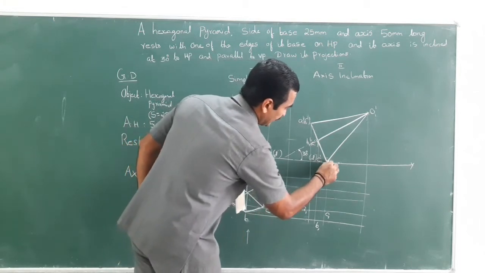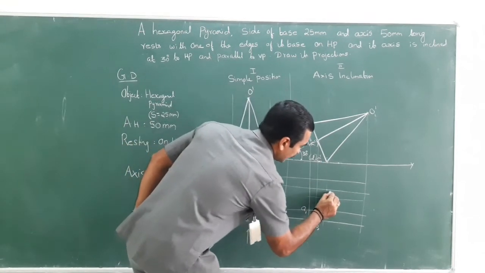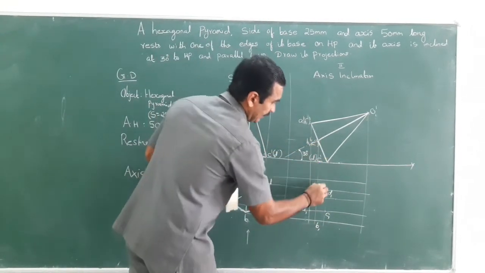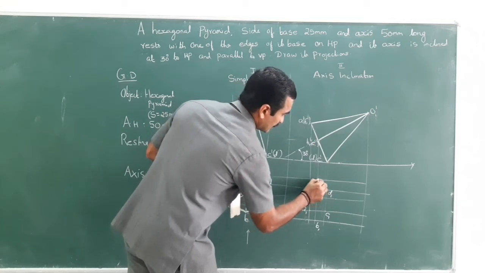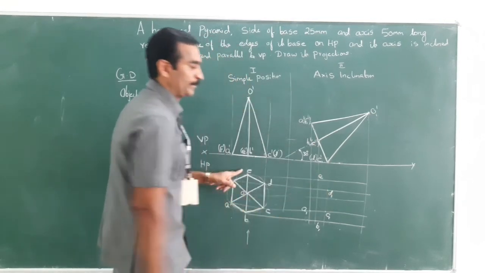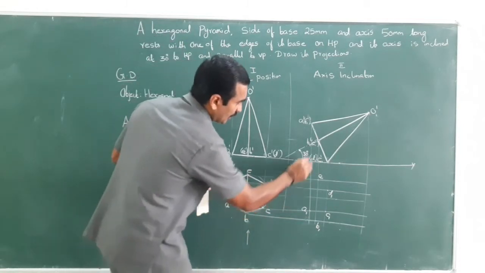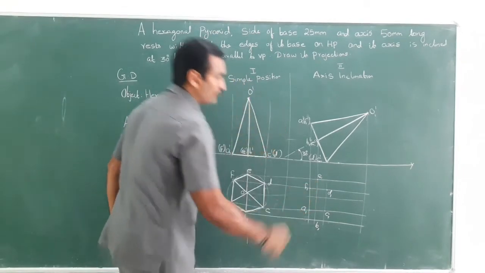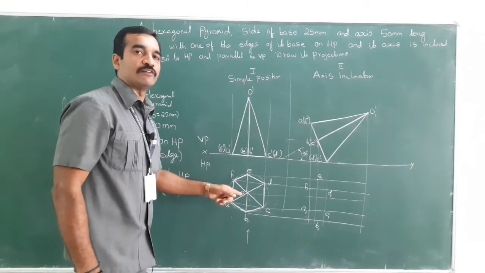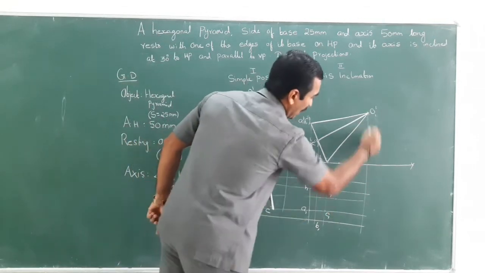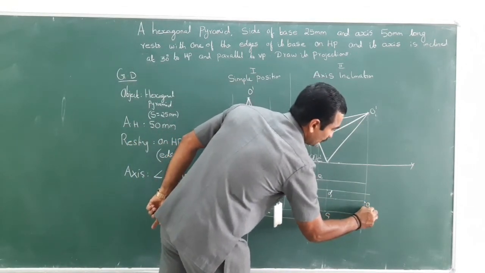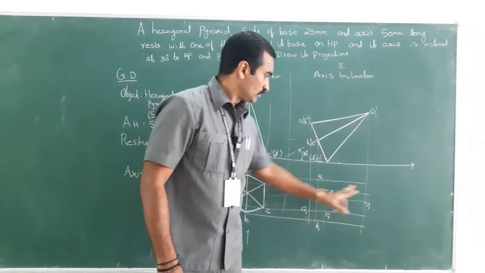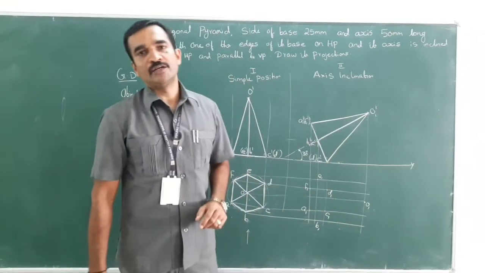D and D are intersecting here. D1. Point E and E are getting intersected here. This could be E1. F, the horizontal projector and vertical projector are meeting at this point. This could be F1. What about the apex or vertex? Look at O. O and O are meeting here. This could be O1.